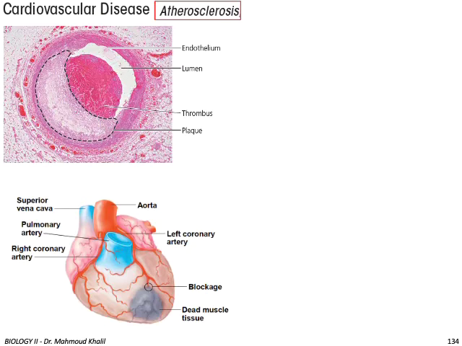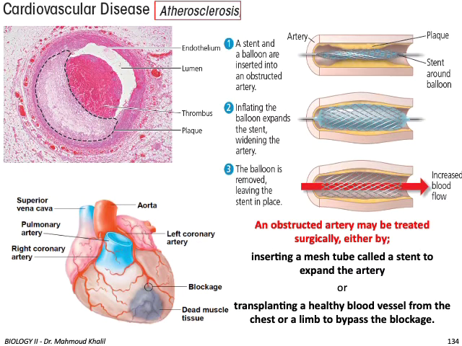So to relieve this kind of condition or disease, physicians normally use a strategy in surgery where they implant a stent. A stent, as you can see from figure 1, with a balloon is inserted into the obstructed artery, as you can see. And you can see on the sides of the stent there is a plaque.